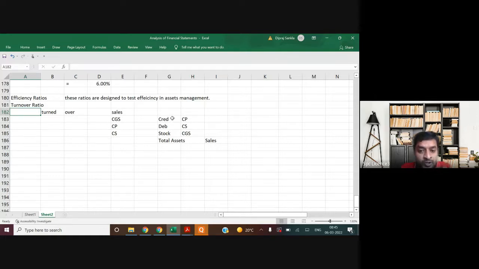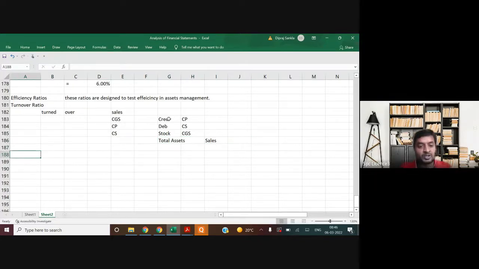So the creditors turnover ratio means how many times creditors are turned over. In case of the debtors turnover ratio, it means how many times debtors are turned over. In the stock turnover ratio, it means how many times stock is turned over. And in the total asset turnover ratio, how many times total assets are turned over in generating sales. Very good. Now let's discuss in detail all these ratios.